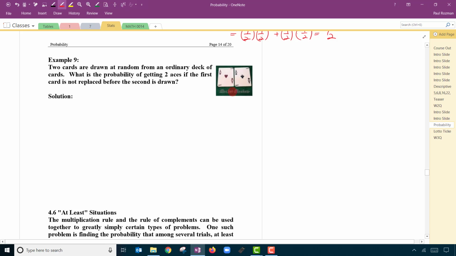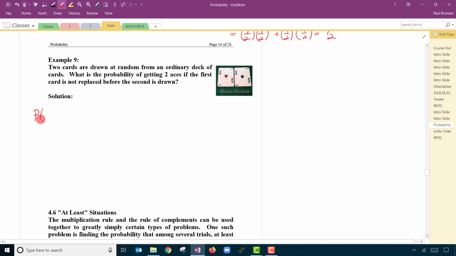Some people like to play poker. If you're playing Texas Hold'em, you get dealt 2 cards, and that's your hand. And then you use that hand with community cards. Everyone gets happy when they get dealt 2 aces because it's the best starting hand you can have. What are the chances that you actually get dealt 2 aces in 2 cards?